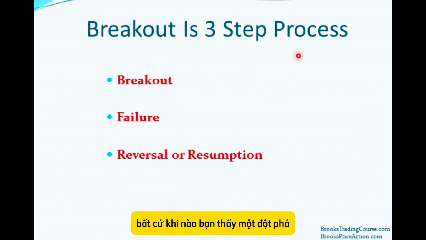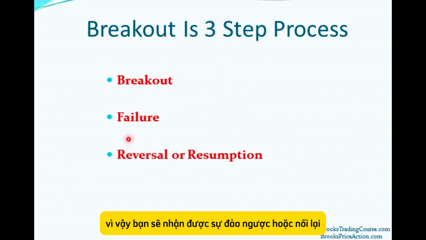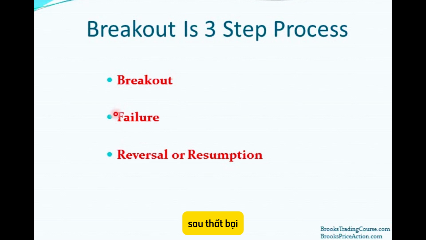Whenever you see a breakout, it's a three-step process. First, there's a breakout, for example, a bull breakout. Then there's a failure, an attempt to make the breakout fail. And then the market will either resume the breakout or it'll lead to a reversal. So you'll either get a reversal or a resumption after the failure.